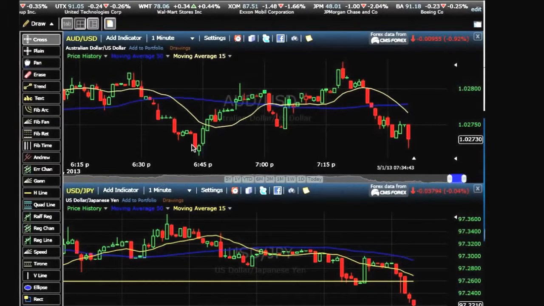Okay, as I just indicated before, this is just a screenshot of a time chart. So this is a 1 minute chart, so each candlestick represents 1 minute of time. Red is where the price is moving downwards, and green is where the price of the stock is moving upwards, or of the currency pair.